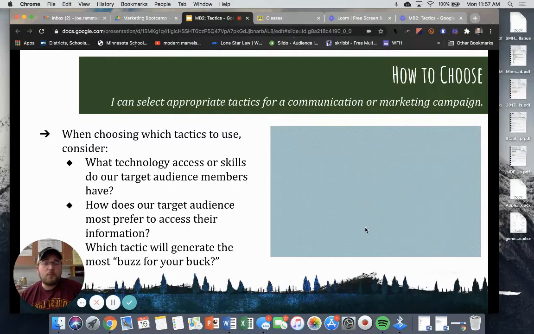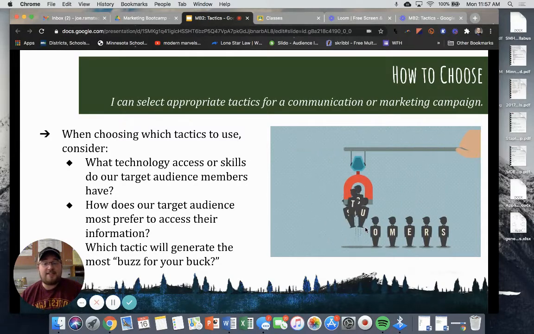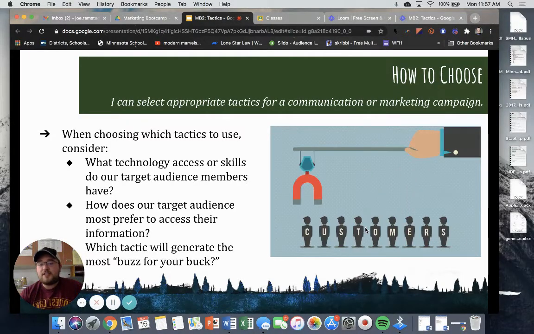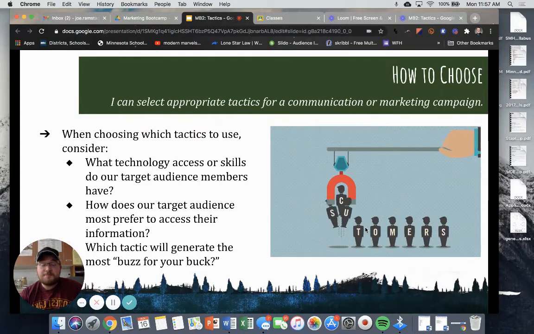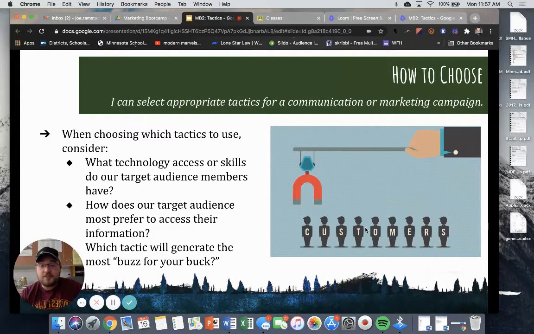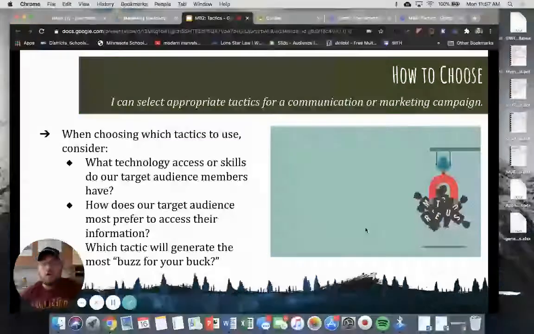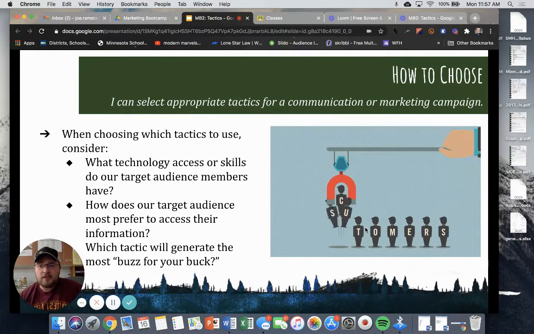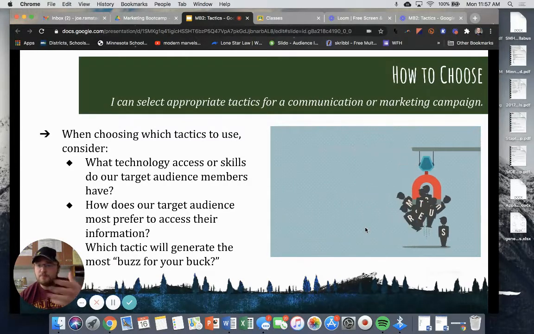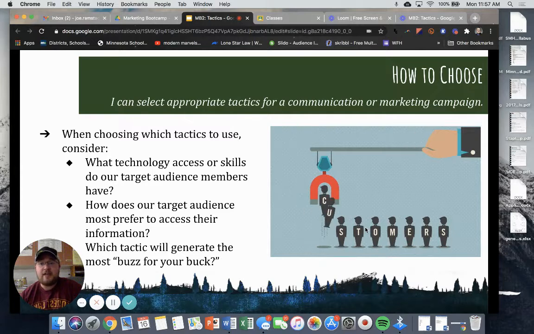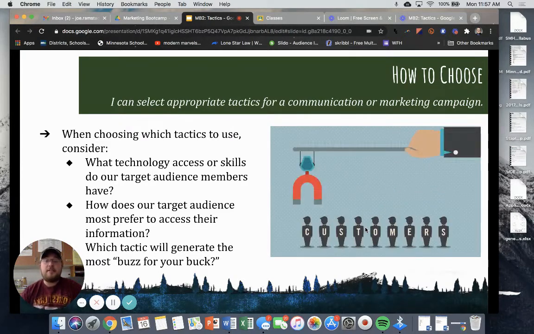Okay. So some questions you should consider when you're choosing which tactics to use. What technology access or skills do our target audience members have? If we're targeting 75-year-old grandpas, they're probably not going to have the interest or technology available to look at a Facebook campaign or Facebook video or whatever. But if we're targeting 20-year-olds, sure, that could be a great tactic and a great opportunity for us.